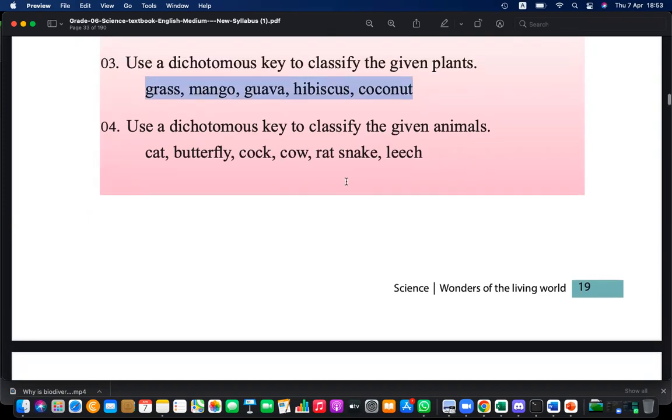Again, for the animals, you need to do the same. Actually, rat and snake, 2 animals, right? Use dichotomous keys that you can do as a homework.